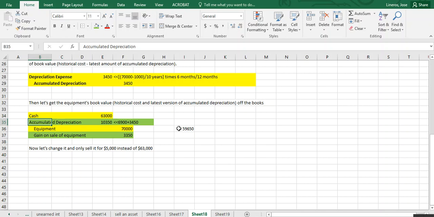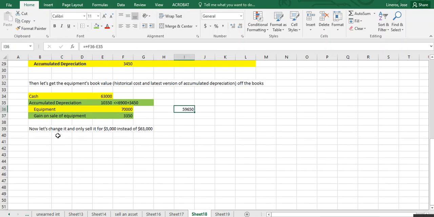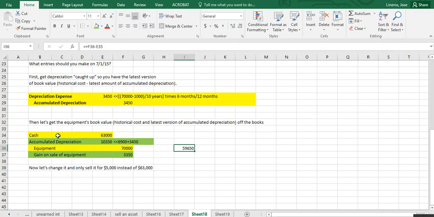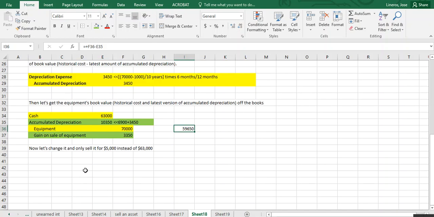But you can also be told book value is this. And in that case, what book value means is, hey, you don't have to worry about knowing this and this. This minus this has been given to you. So let's change it around a little bit. Let's say that same sale date of 7/1/15. Now let's sell it for $5,000, which you'll notice is quite significantly a lot less than $63,000. So we should expect to not see a gain on sale. We should expect to see a loss. So I'll let you work through that for a second.